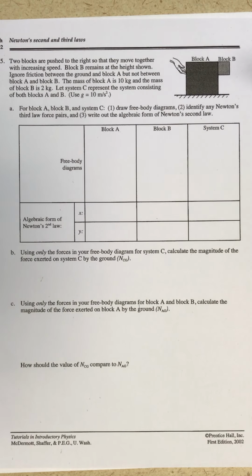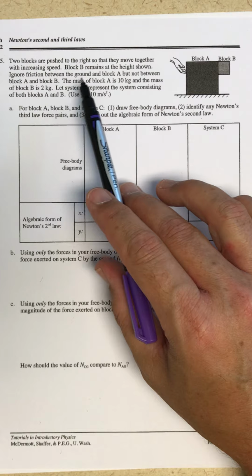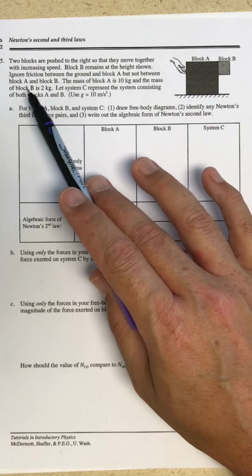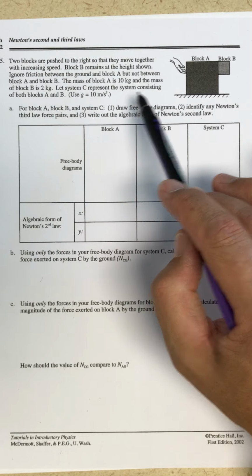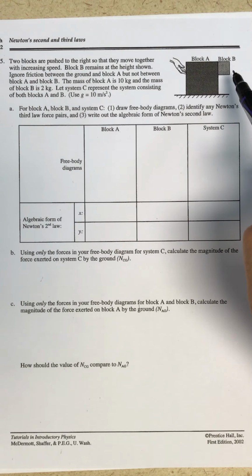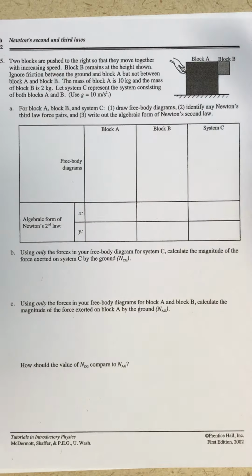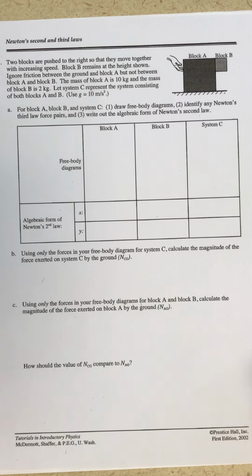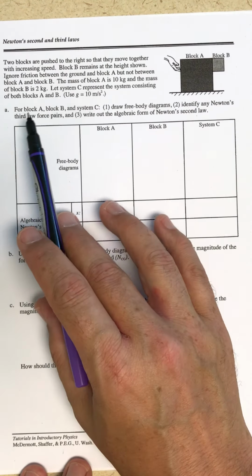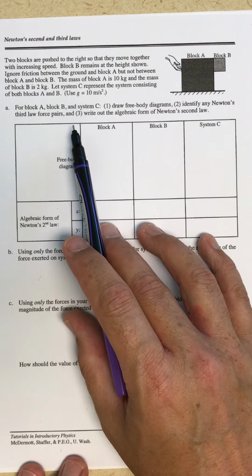Here is a scenario of two blocks that we're going to consider combining together into a system. Two blocks are pushed to the right so that they move together with increasing speed. Block B remains at the height shown. Ignore friction between the ground and block A, but not between block A and block B. The mass of block A is 10 kilograms and the mass of block B is 2 kilograms.